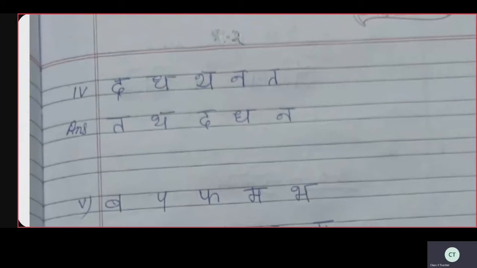Next is fourth one. So we have to write in order, what answer. First, what will come? Ta. Then tha. Then what will come after tha? Da. Then after that dha. Then na. So what is the order? Ta tha da dha na.